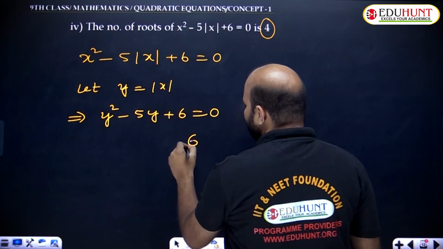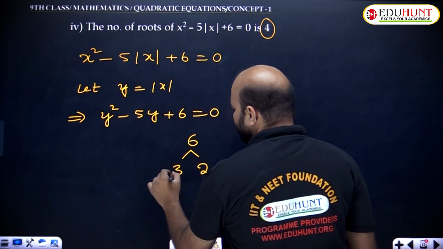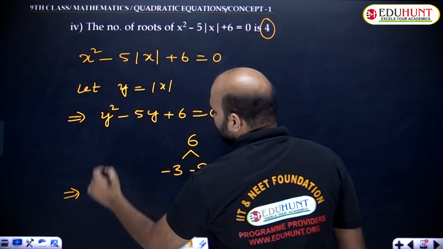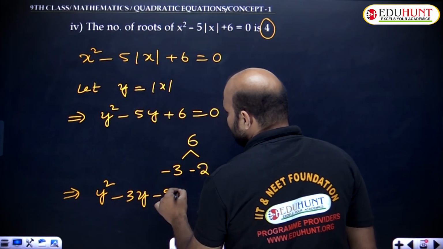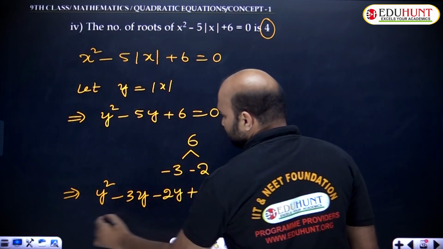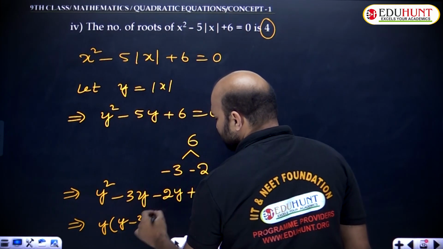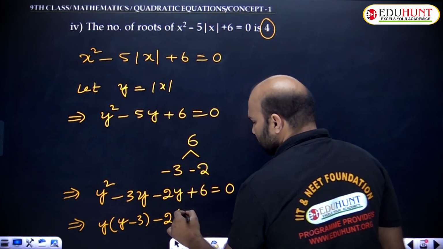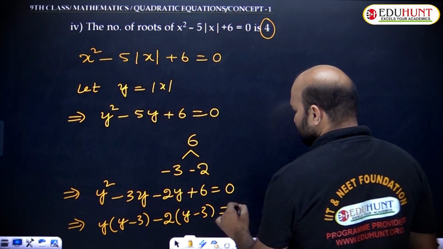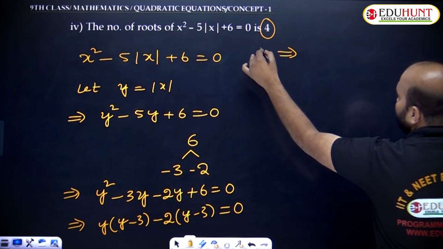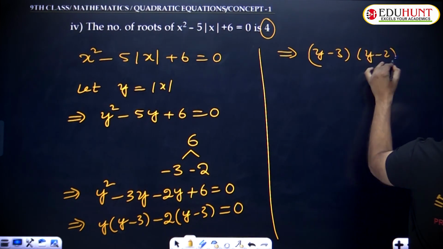The c value 6 can be written as 3 into 2. The y coefficient minus 5 is nothing but minus 3 minus 2. So that is the adjustment: y square minus 5y can be written as minus 3y minus 2y plus 6 equals 0. In the first two terms y is common, so y into y minus 3. In the next two terms minus 2 is common, so minus 2 into y minus 3. Am I clear? So y minus 3 into y minus 2 equals 0.